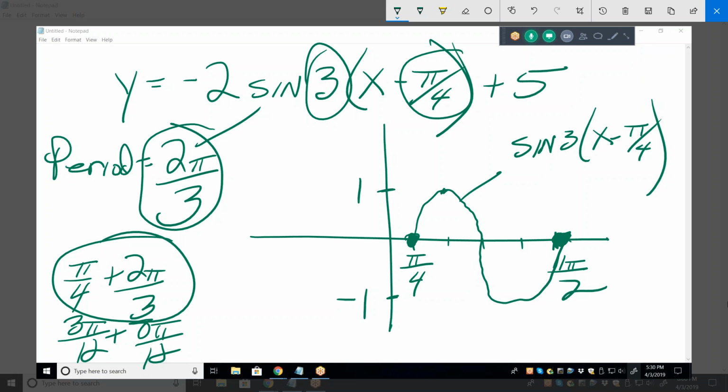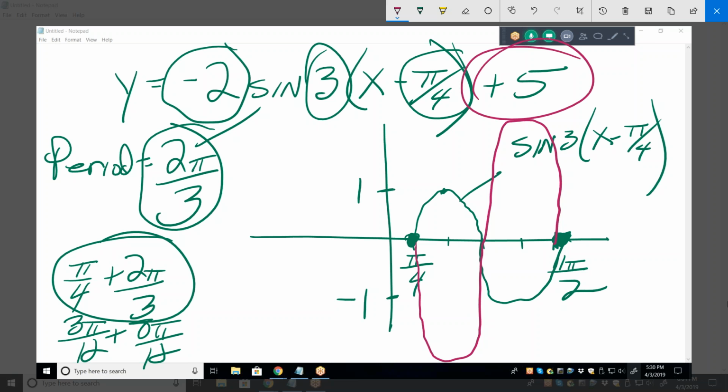Now, to do the rest of it, well, that -2 is a reflection and an amplitude. So immediately, if I do the reflection and then the amplitude, it looks something like that. You with me? Now this is almost done. The only thing I have to do is that. What does that do?